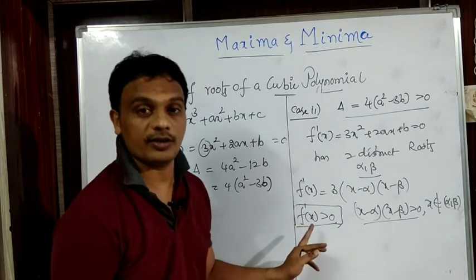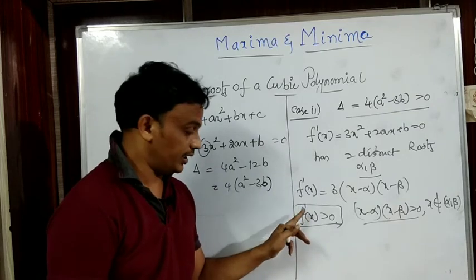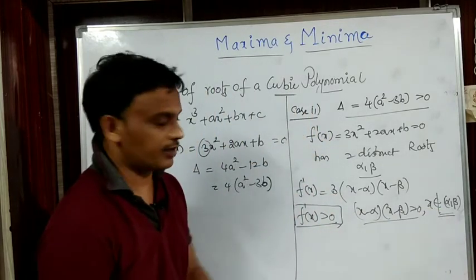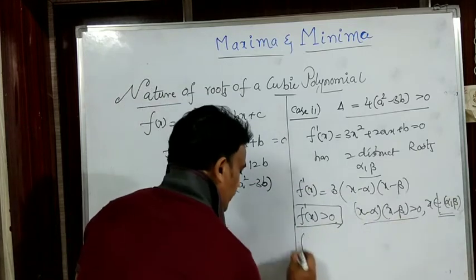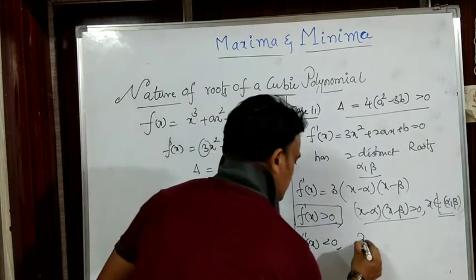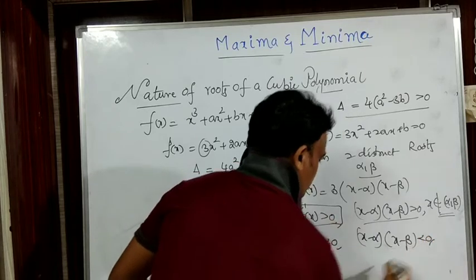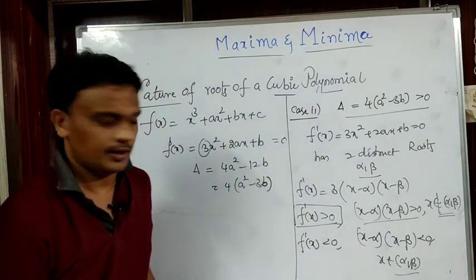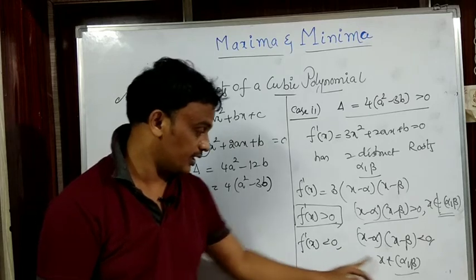What is the meaning of f dash of x greater than 0? The function f is an increasing function in this interval. What is that interval? x less than alpha and x greater than beta. And when the function is decreasing, that means f dash of x is less than 0. That means (x minus alpha)(x minus beta) is less than 0, then x belongs to alpha to beta. That means when the function is decreasing, the derivative is less than 0 in this interval.